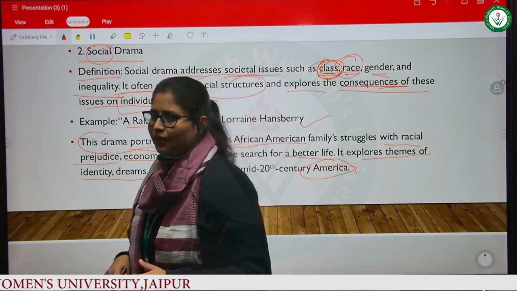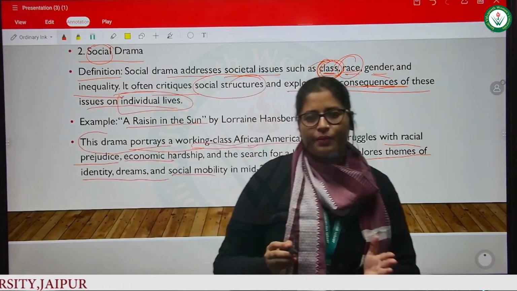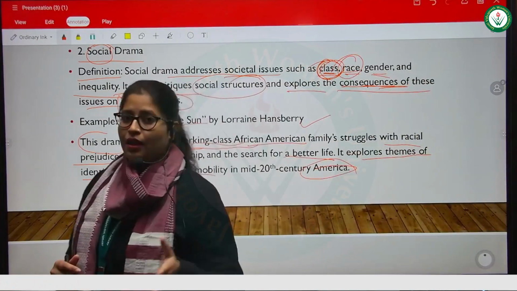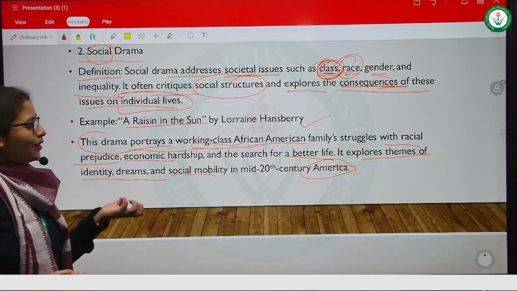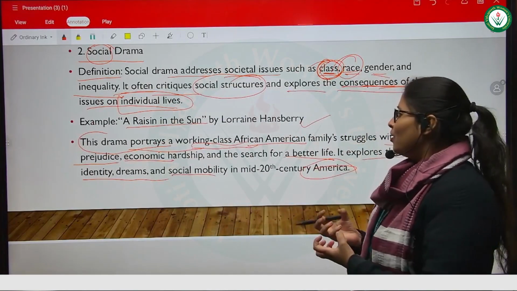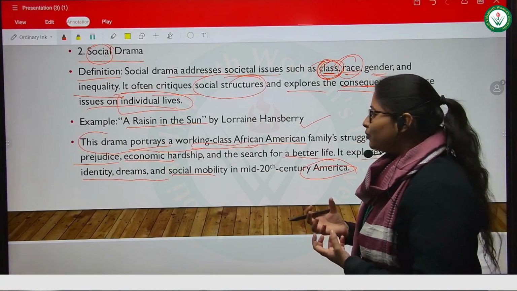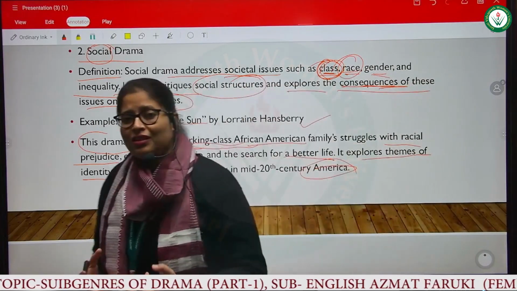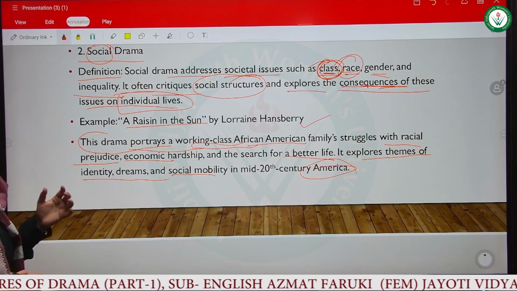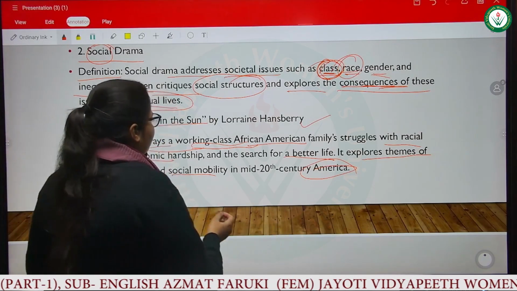As we all know, in America there was a difference between Afro-Americans and others, and racial discrimination was very prominent at that particular time. The whole drama is about how a family struggles to get their identity, and how due to these social structures and issues, they get into really pathetic situations.